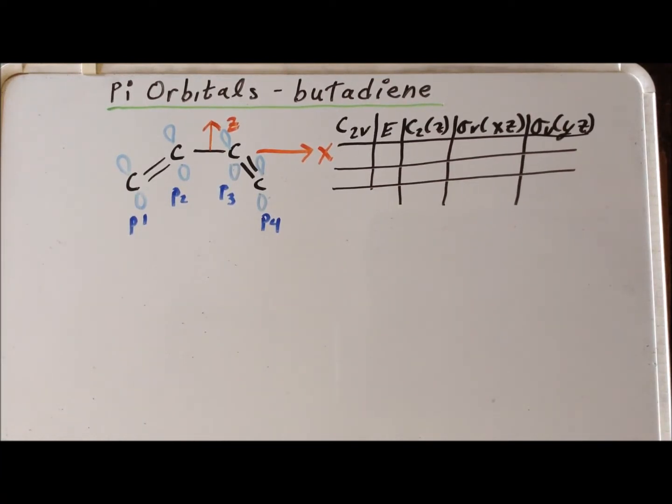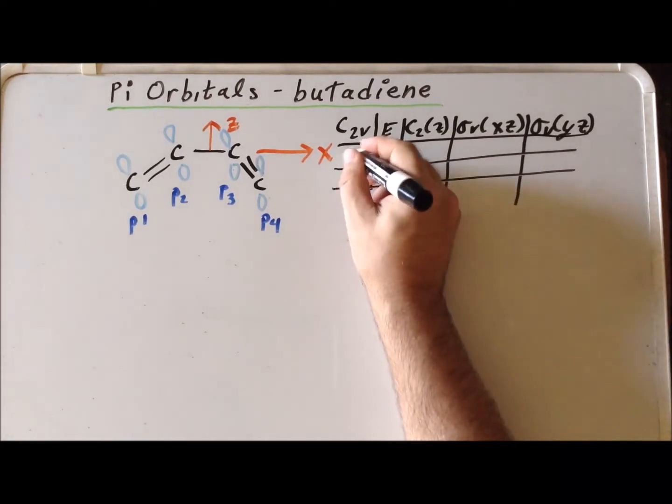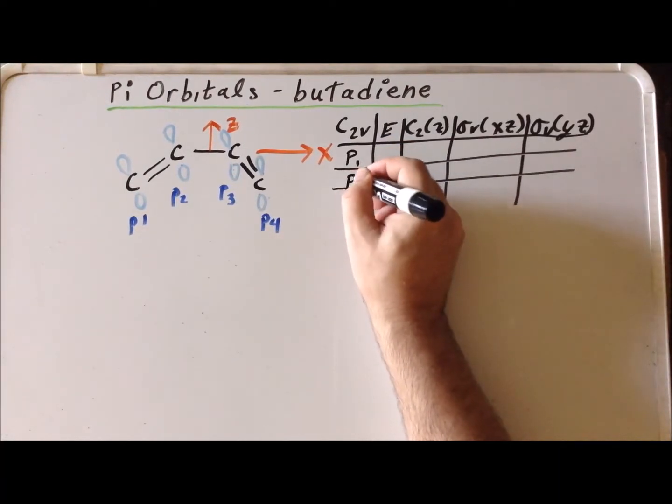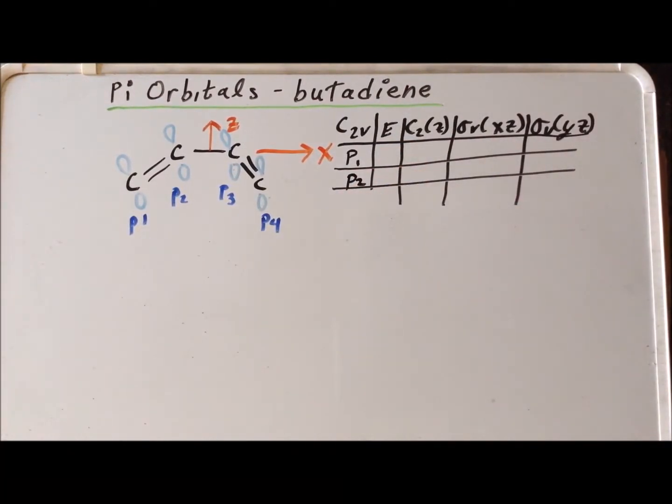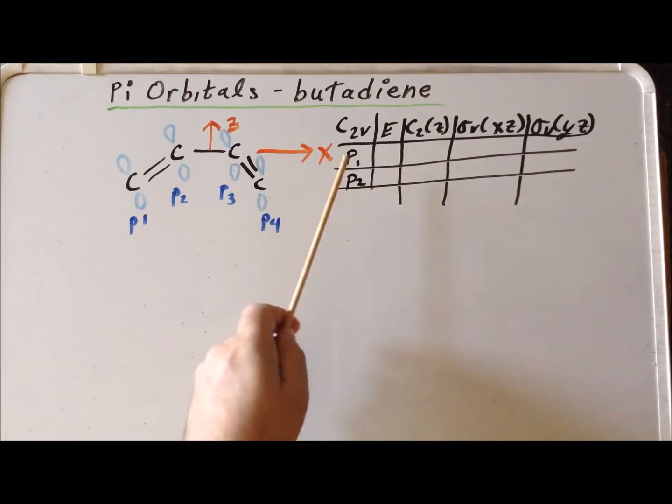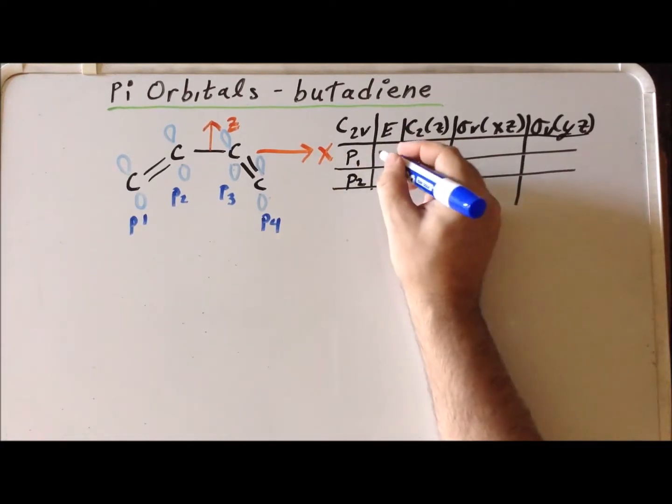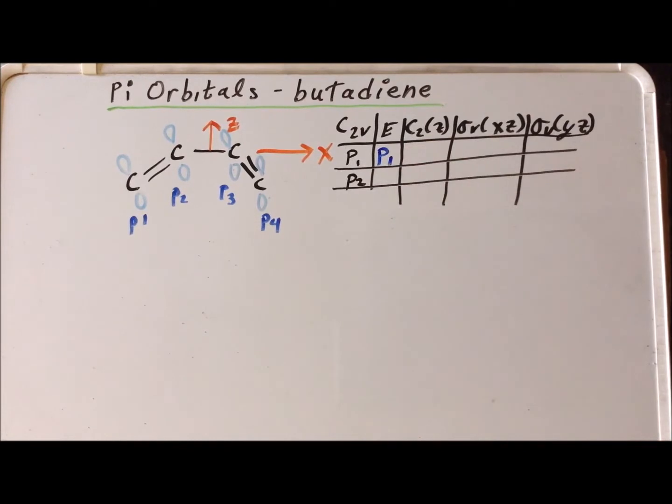If we were doing C13 NMR, we would notice that this carbon and that carbon had different chemical shifts. So we need to make an entry for p1 and also an entry for p2 because they are not equivalent. So now let's see how they are transformed by the various symmetry operations. So p1 under the identity operation stays exactly where it is, so that's p1.